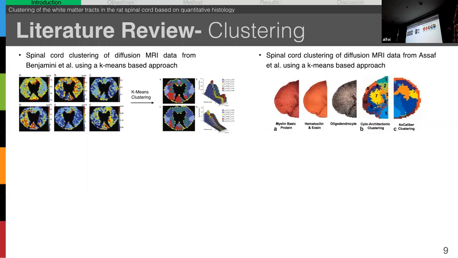But normally you would expect that since the image resolution is a lot lower, it would be more challenging in terms of assessing the microscopic features. Exactly, like the precision. Exactly. Okay, thanks.